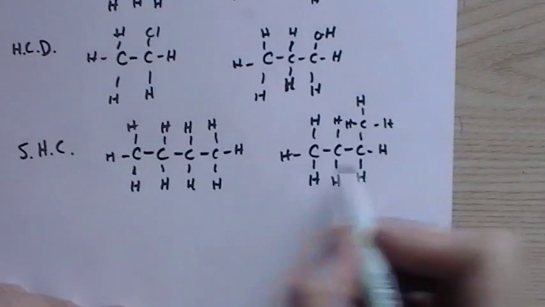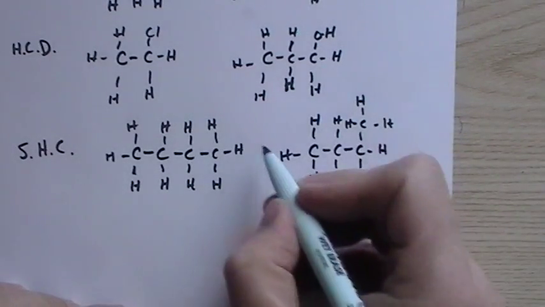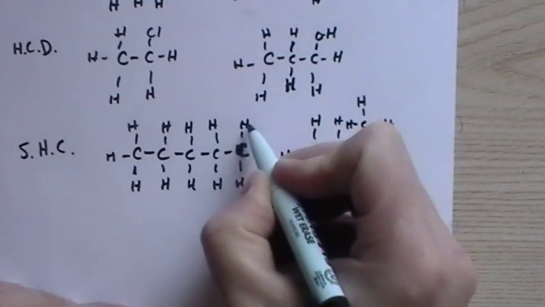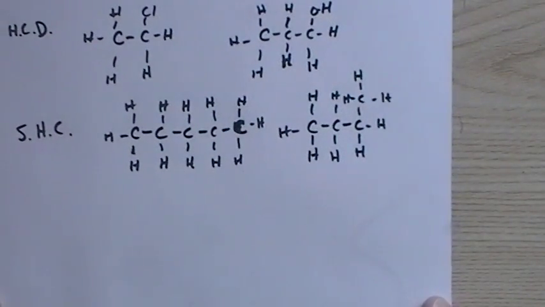So here's two. Actually, they're the same molecule. This one has just been bent. So to make it a different one, we'll make this, say this is C, just so that they're different. But they're saturated because there are only single bonds present.